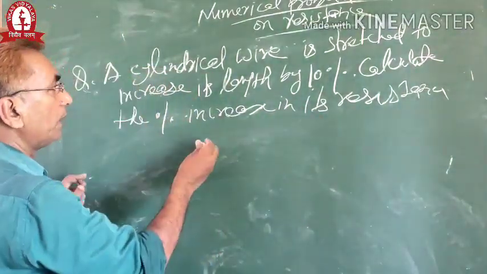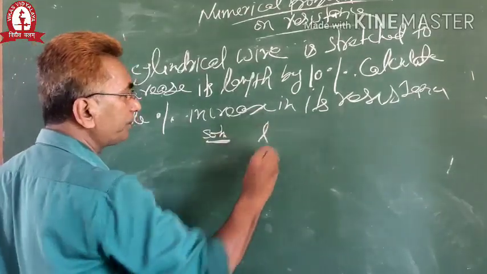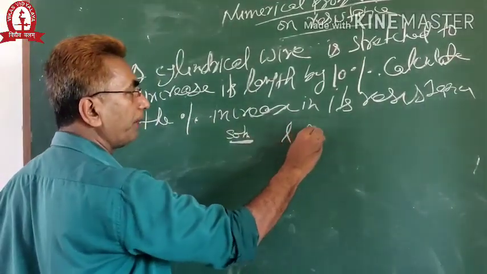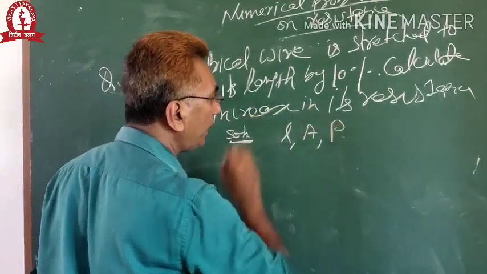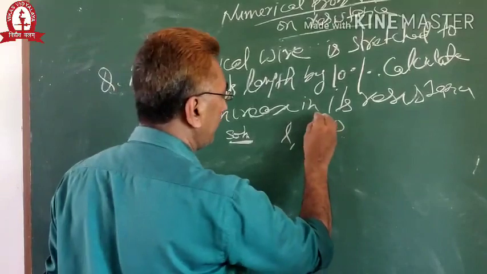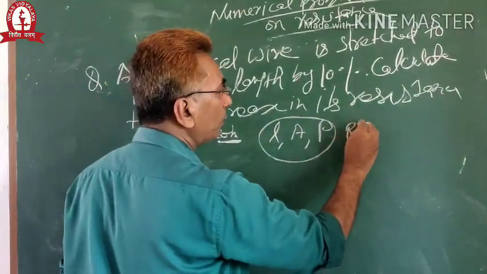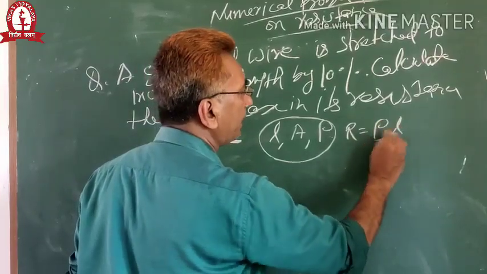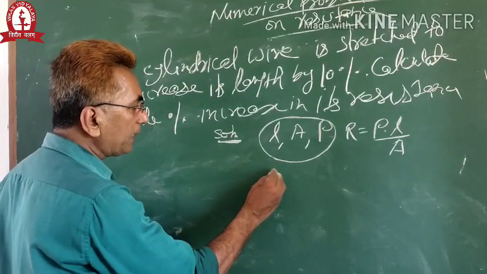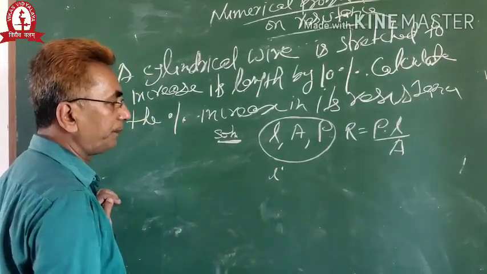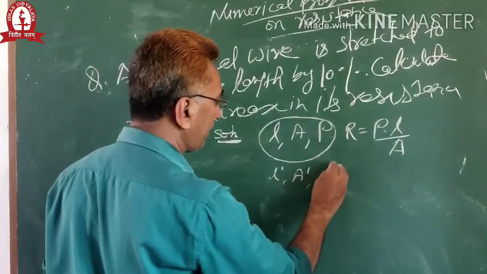Now see here, for the solution part, let the original length be L, the area be A, and the resistivity be rho. Taking all these into account, R would be equal to rho into L by A. After elongation, let the length be L dash, the area become A dash, and rho is the same as it is.